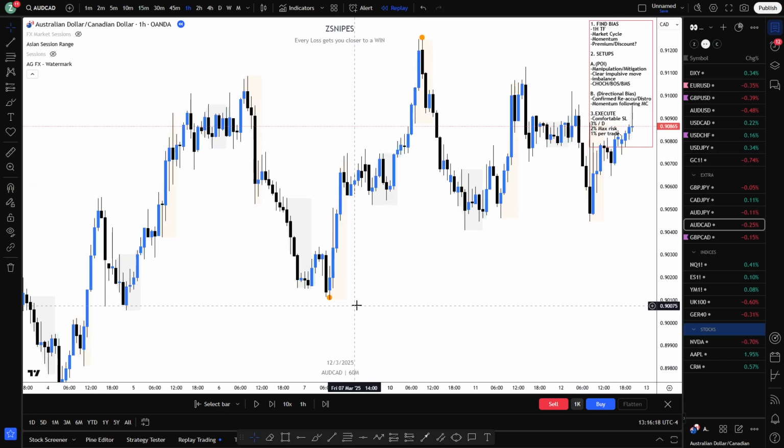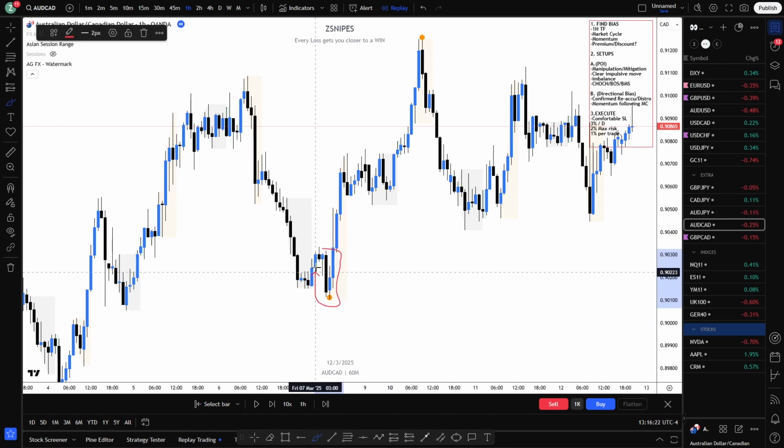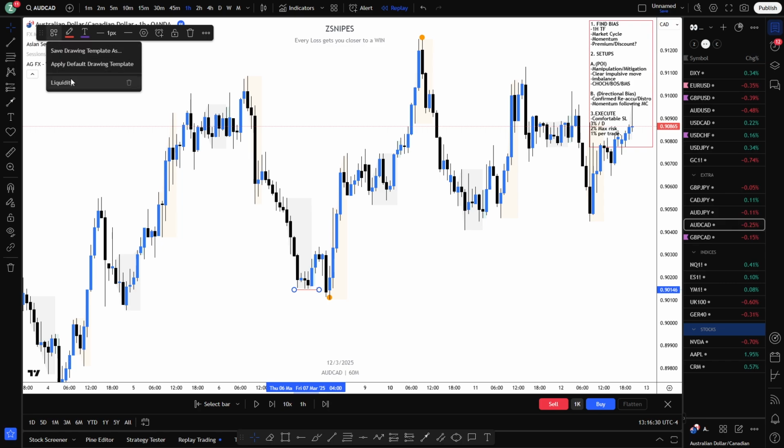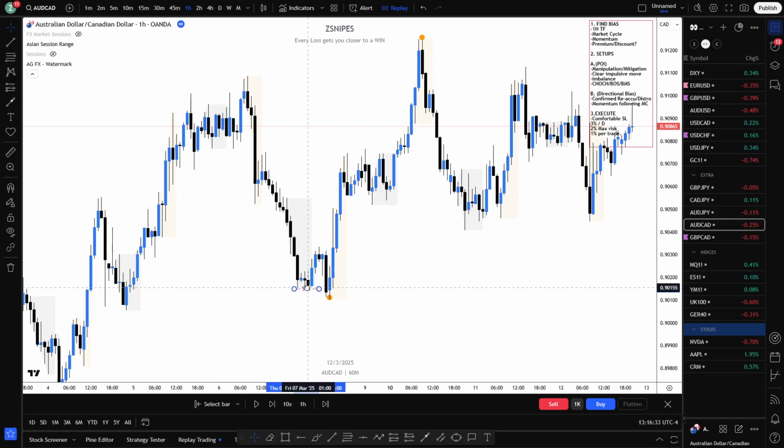Here is our manipulation, right? We can see down here, we have this candle, right? We have this 1 hour candle right here that sweeps these lows, right? We go underneath these lows. This is a manipulation, guys. So boom, we can see we sweep these lows right here.